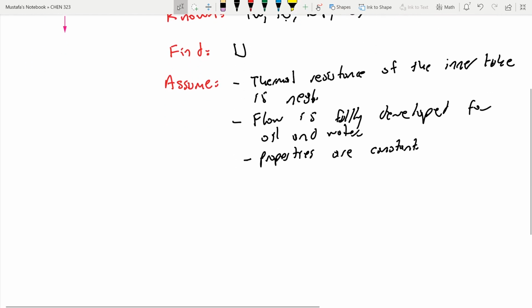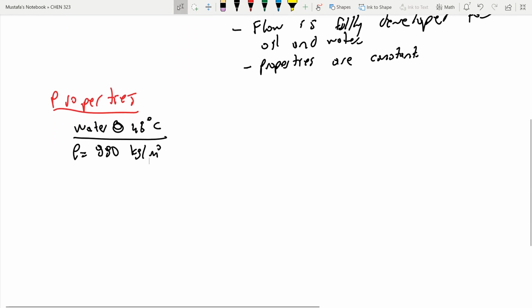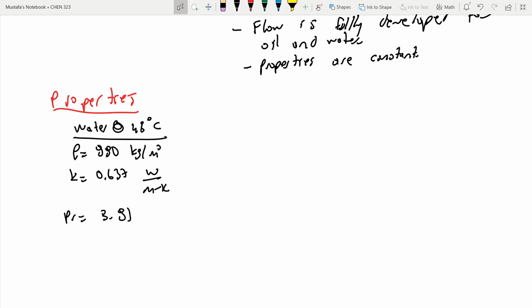Okay. So let's list the properties here. So we need to put the properties. We have oil phase and water phase. For water at 45 degrees Celsius, we have density, which is 990 kilogram per meter cube. Thermal conductivity is 0.637 watt per meter per Kelvin. The Prandtl number is 3.91 and kinematic viscosity is 0.6 times 10 to the minus 6 meters squared per second.